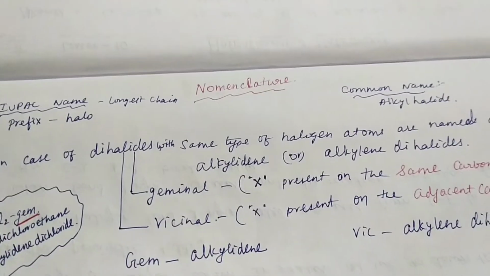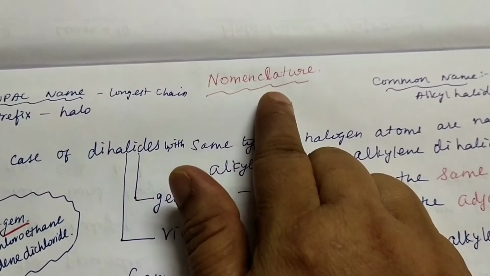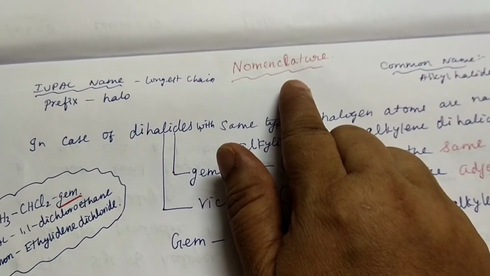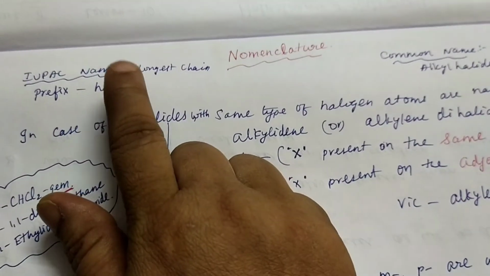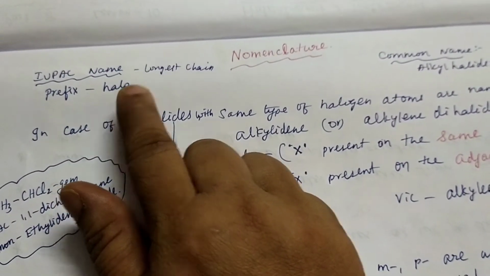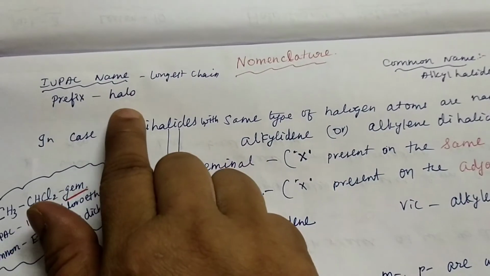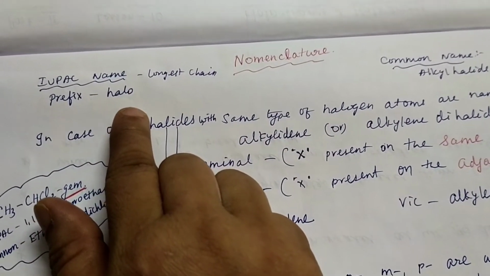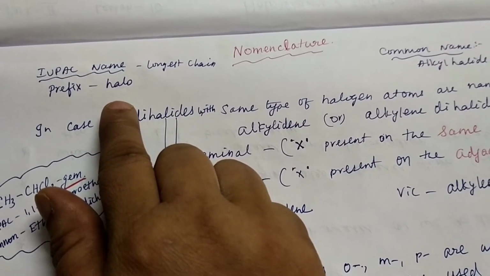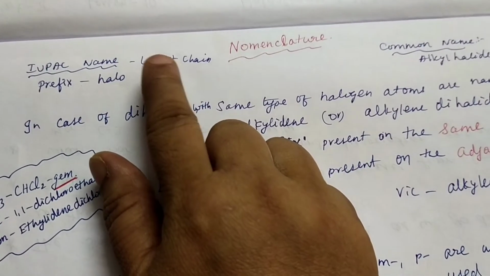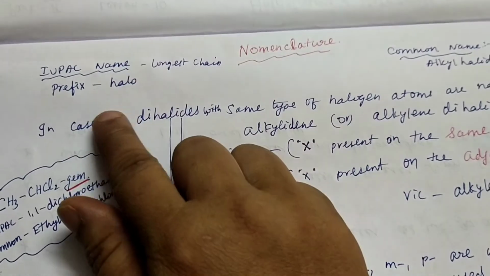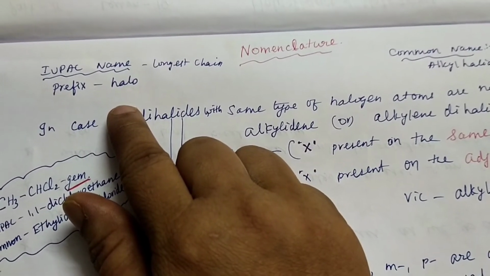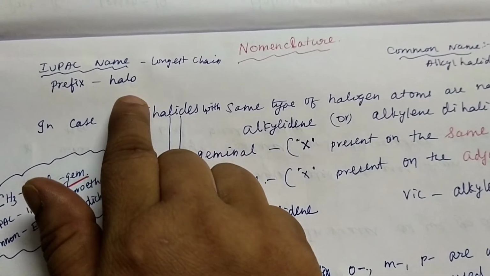The next heading is naming: how to name these halogen compounds. Nomenclature. Under this there are two types: one is the IUPAC name, another is the common name. For one halogen atom, monohalides, I have already told in my first video. Once again, we will just recall. We have to select the longest chain, which is called the parent, and the halogen present in it should be named with the prefix halo.